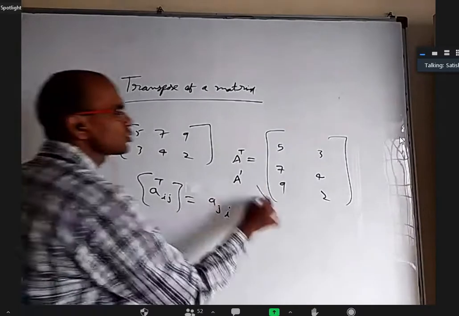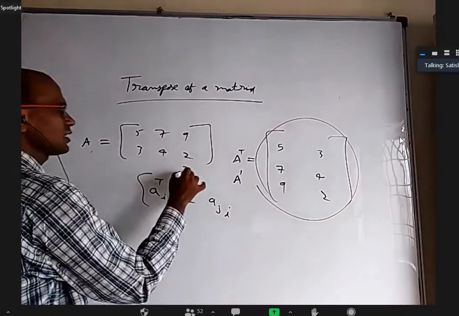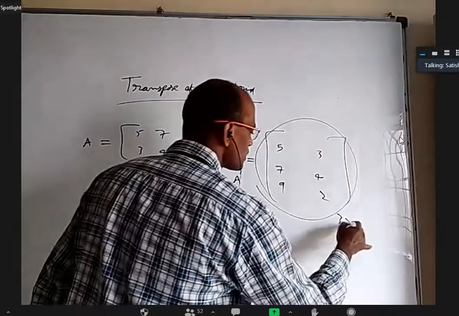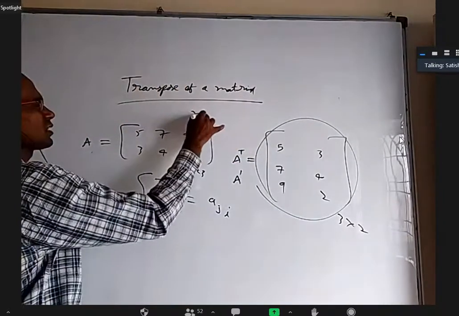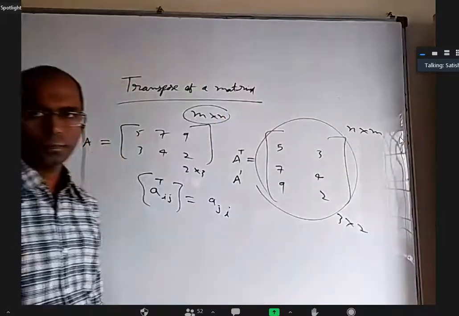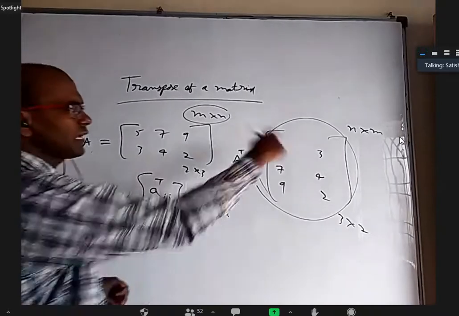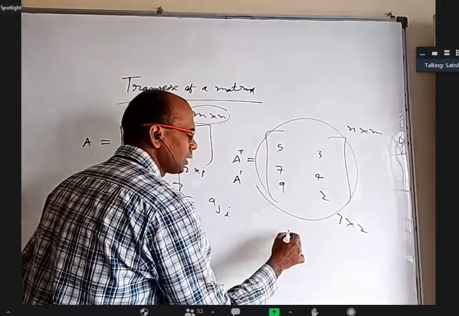The number of columns and number of rows are interchanged. Yes, exactly. The order is 2 by 3 here. Here the order will be 3 by 2. If this order is m by n, this order will be n by m. Okay. And look at this. Let us say this is a bigger matrix.